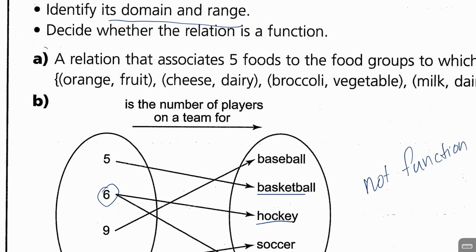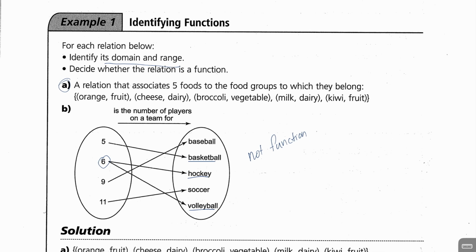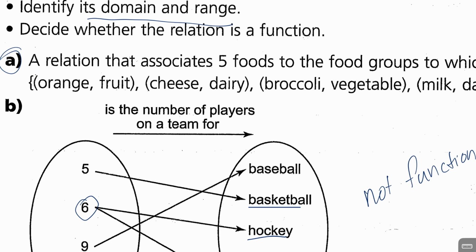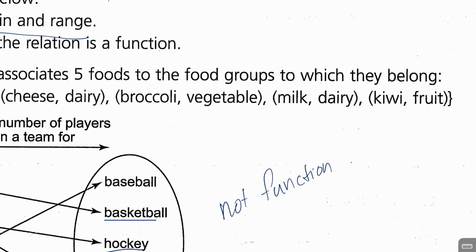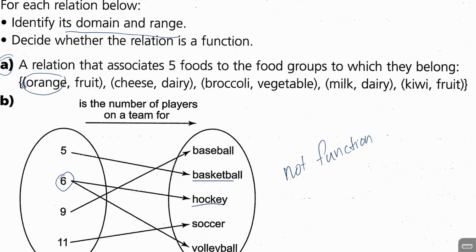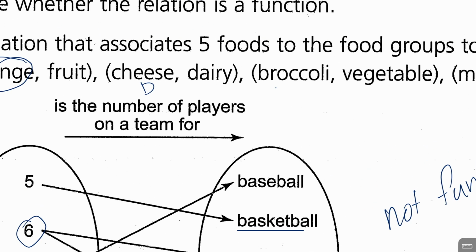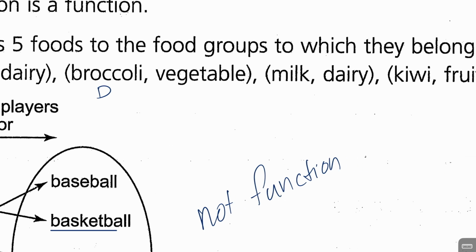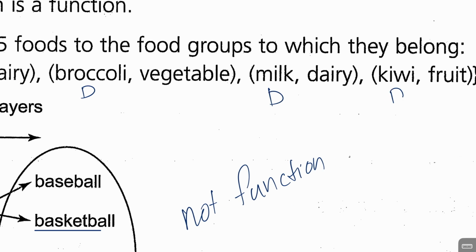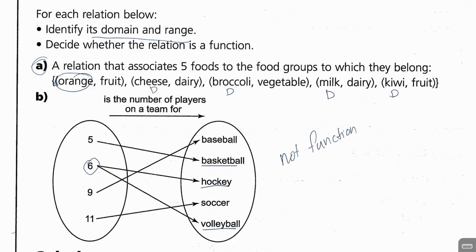So look at the first question. A relation that associates 5 foods to the food group to which they belong. So I have the ordered pairs given here: orange, fruit; cheese, dairy; broccoli, vegetable; milk, dairy; kiwi, fruit. First element is known as domain. So my domain is orange, cheese, broccoli, milk, kiwi. So these are my domain.